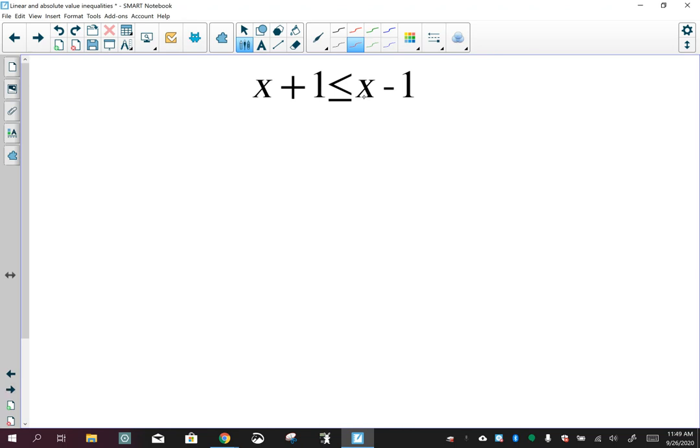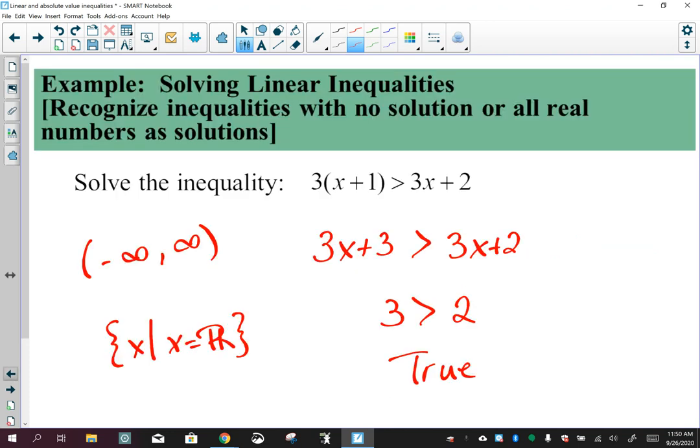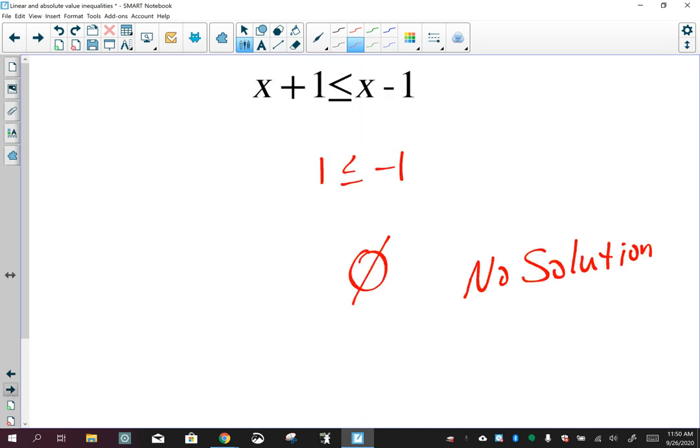Unlike this one, when I move my x's over, they cancel out. I get 1 is less than or equal to -1. That is not a true statement. So I either have the empty set or no solution. Those are the two different ways that you're going to see these and how they're going to be handled. You're either going to have a true statement, which will generate all real numbers, or you're going to have a false statement, which will generate no solution.